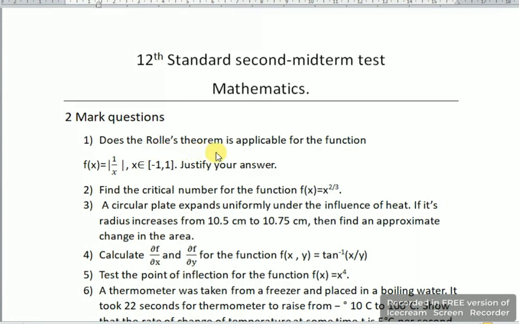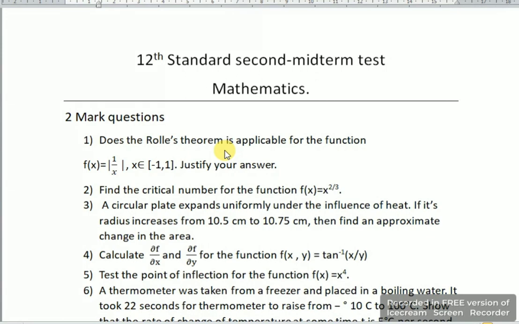First one, is Rolle's theorem applicable for the function f of x equal to modulus 1 by x, x belongs to [-1, 1]? Justify your answer. Next one, find the critical number for the function f of x equal to x^(2/3). Next one, a circular plate expands uniformly under the influence of heat. If its radius increases from 10.5 cm to 10.75 cm, then find an approximate change in the area.